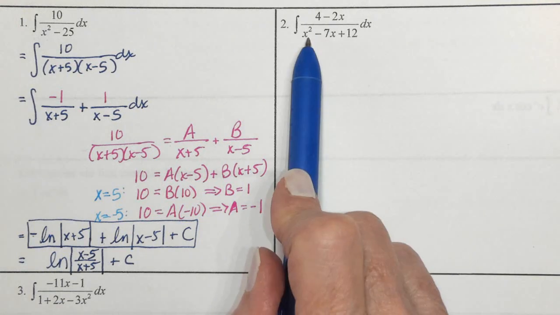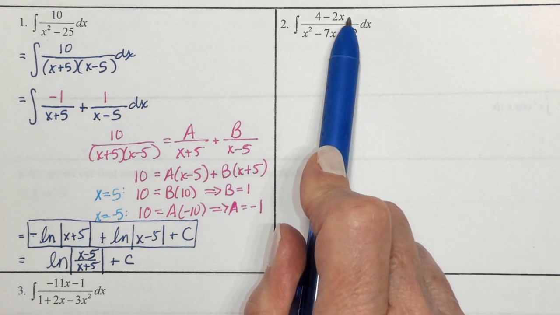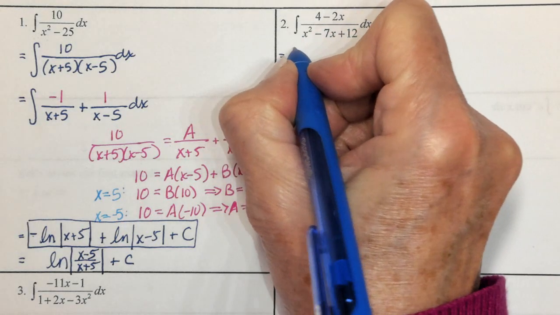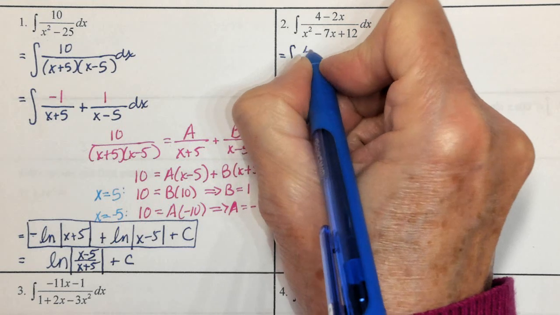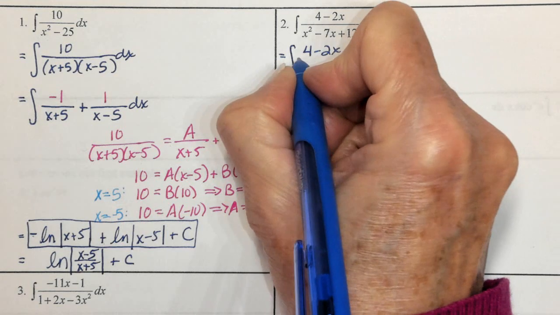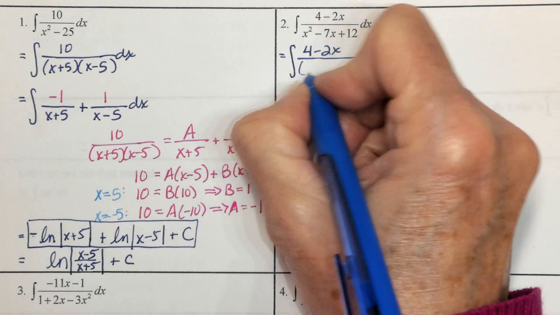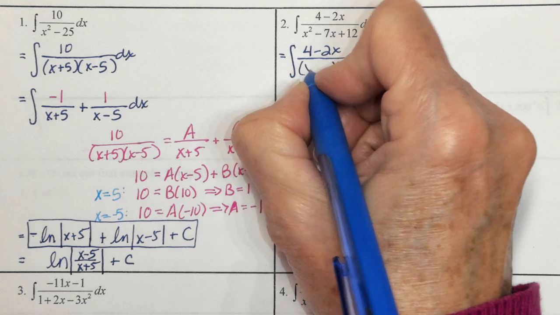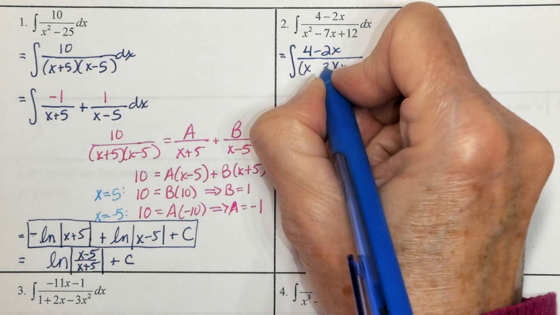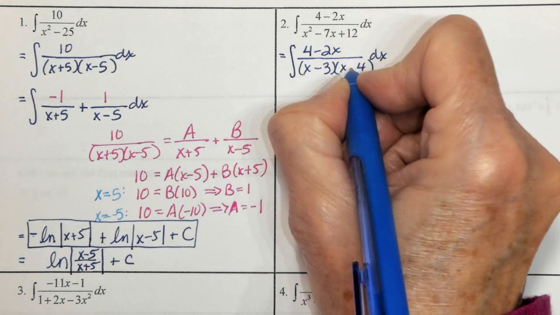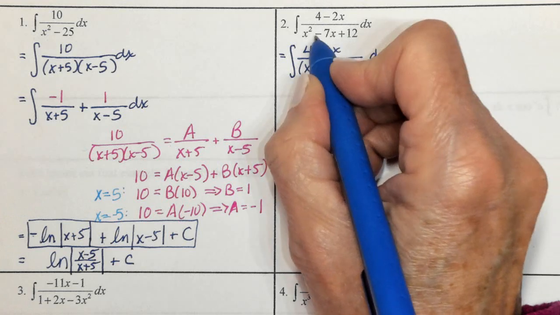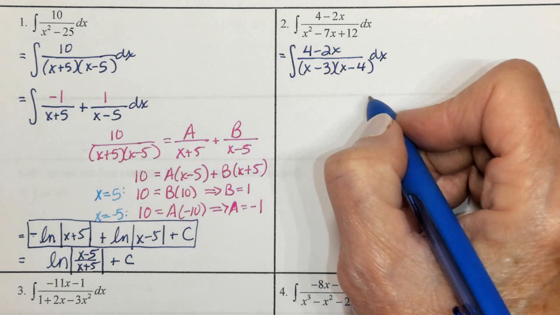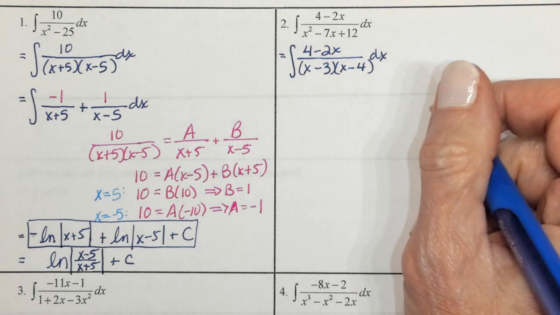So the degree of the bottom is greater than the degree of the top, and the bottom is factorable. So we are going to use partial fraction decomposition. Step 1 is the Algebra 1 step of factoring. So this factors into x and x, 3 and 4, and they have to both be negatives to get that plus 12 and the negative 7. So yes, it works. Take your time, make sure you factor correctly. If you don't, your whole thing is wrong.